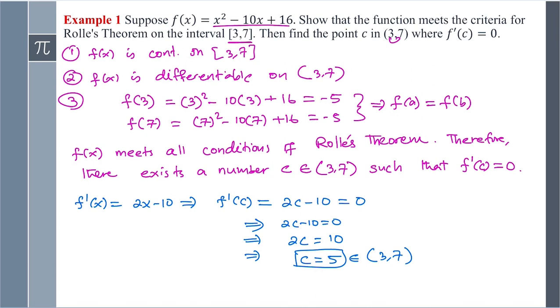So first we checked all the three conditions of Rolle's theorem. The given function satisfies that, so that means we can apply Rolle's theorem to get that point c where the derivative is 0, and we got that point c, which is 5, and it is in that given interval (3, 7).